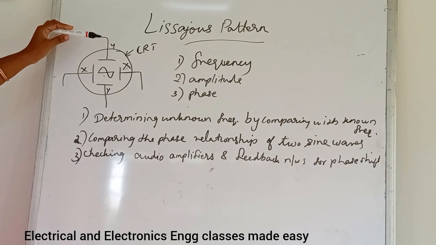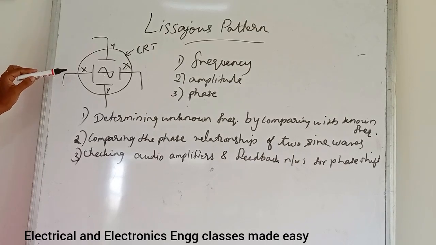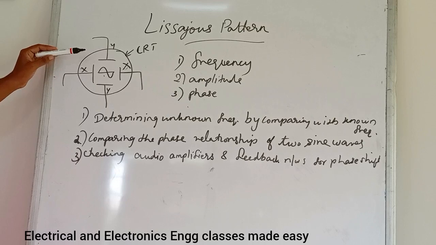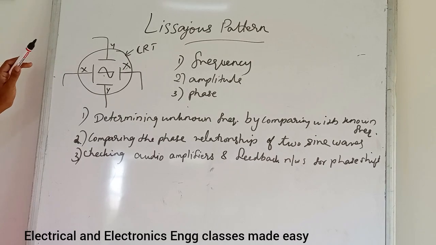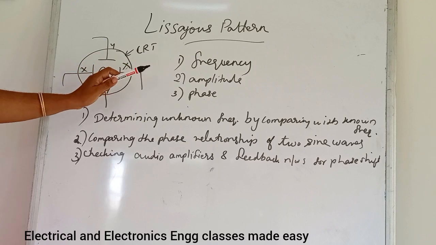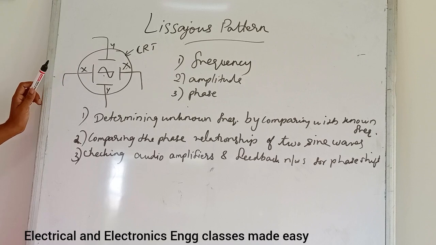Today's class is about Lissajous pattern. If two sine waves are applied simultaneously to the vertical and horizontal plates of a CRO, the light spot on the screen would trace a definite pattern. The patterns obtained on the screen are called Lissajous pattern or Lissajous figures. The shape of the Lissajous pattern depends on frequency, amplitude and phase relationship of the two sine waves.